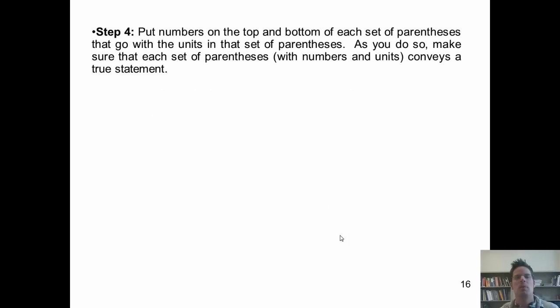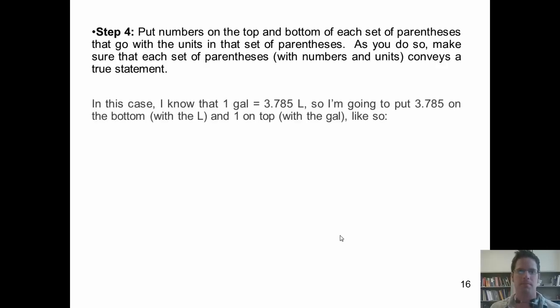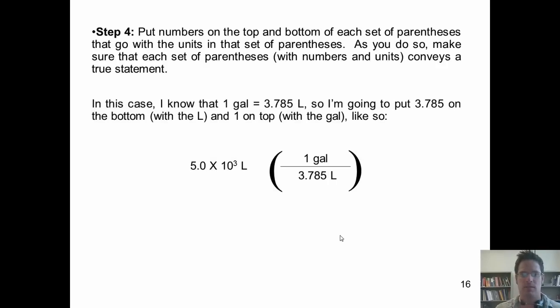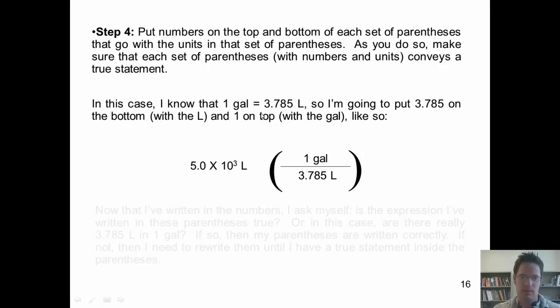Step 4. Put numbers on the top and the bottom of each set of parentheses that go with the units in that set of parentheses. As you do so, make sure that each set of parentheses with numbers and units conveys a true statement. In this case, we know that 1 gallon equals 3.785 liters. So I'm going to put 3.785 on the bottom and 1 on the top like this.